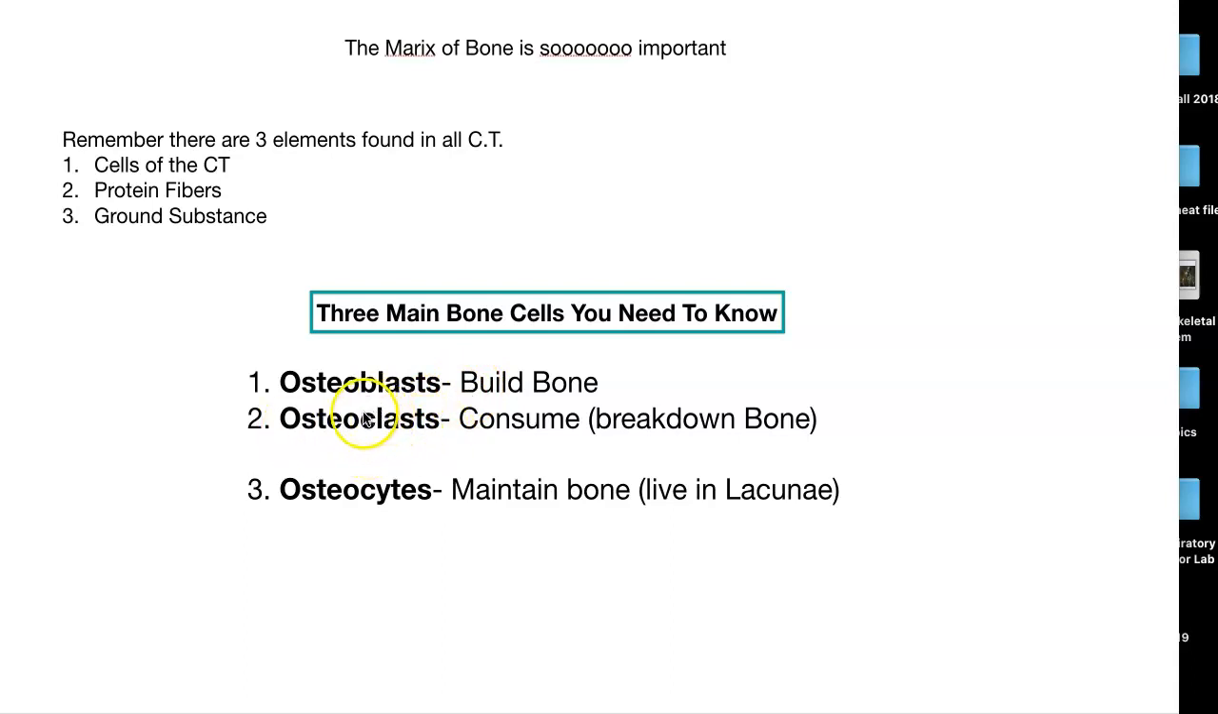Osteoclasts, they have a C. They are consuming the bone. They are actually breaking down the bone, breaking down the bone matrix. And then we have our regular osteocytes. Remember, osteo means bone, cyte means cell. These are bone cells that maintain the bone, and they live in lacunae, just like chondrocytes.